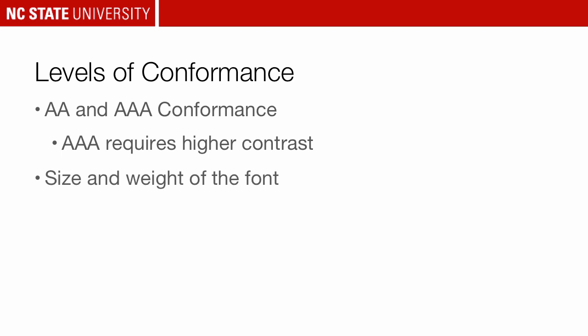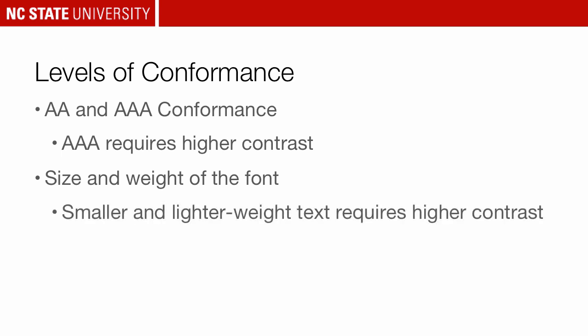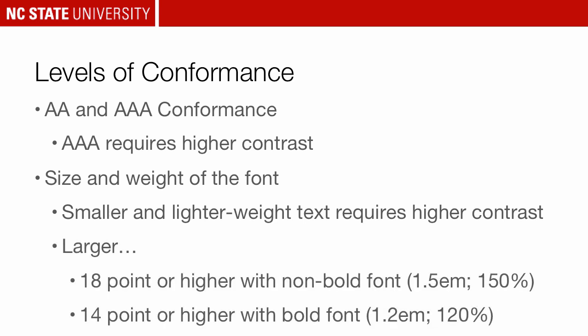Second, the size and the weight of the font will also help determine what ratio you need to have between your two colors. So for smaller and lighter weight text, it's going to require a higher contrast than, say, larger text. And the WCAG 2 spec defines larger text as being text that is either 18 points or higher with a non-bold font, or 14 points or higher with a bold font. So to turn that into more web-friendly terminology, that means large fonts are either a non-bold font of size 1.5 ems or 150%, or a bold font of 1.2 ems or 120%.